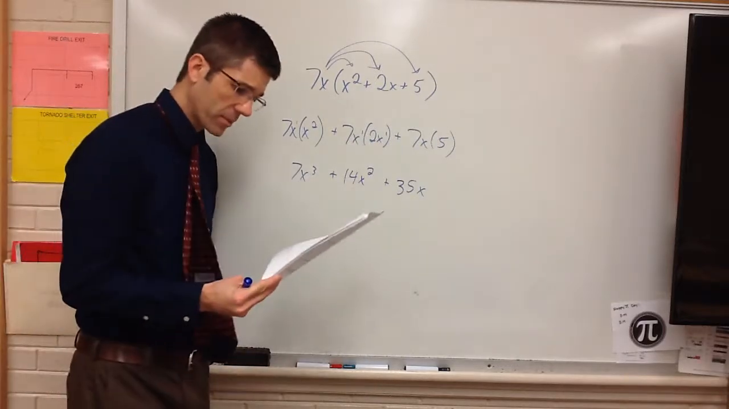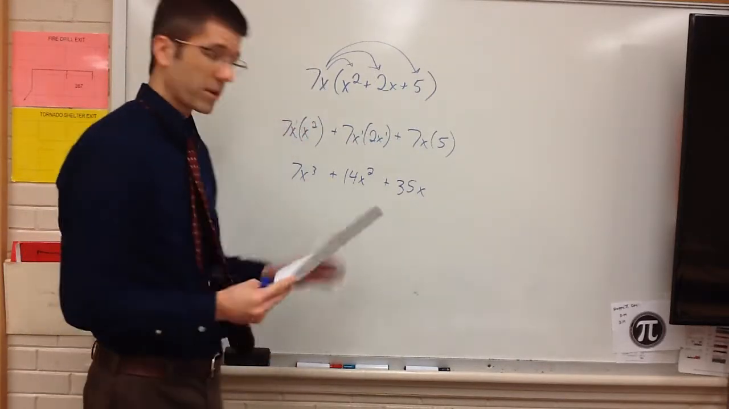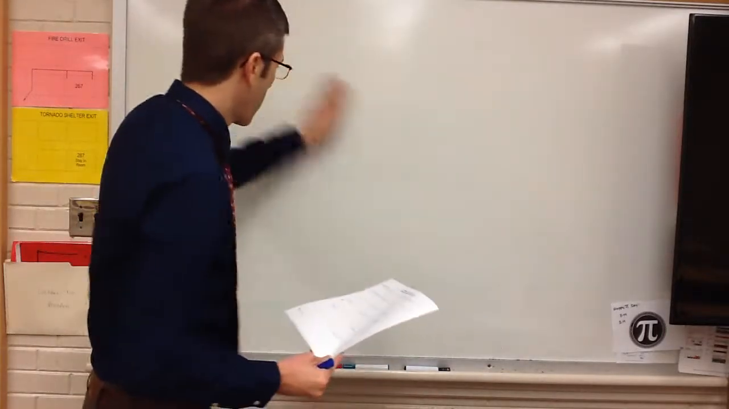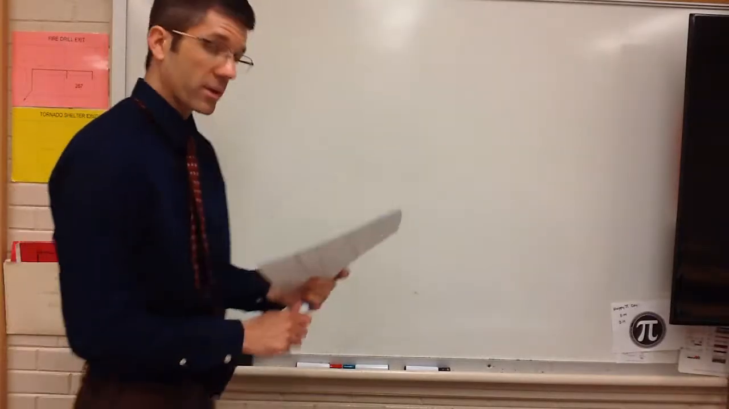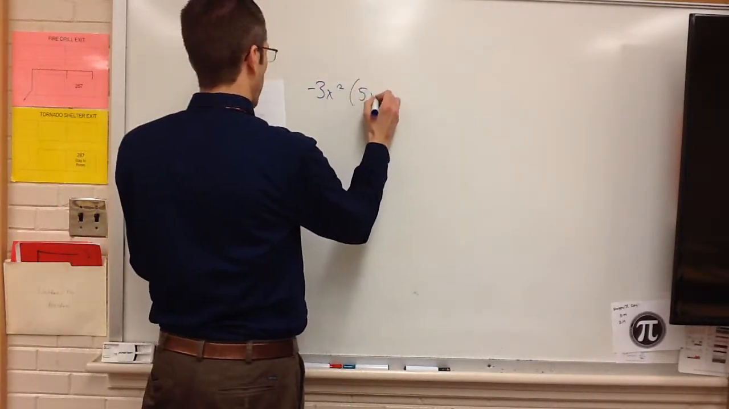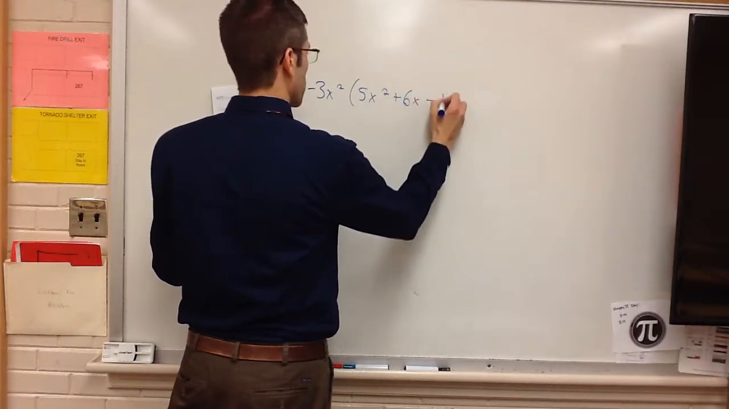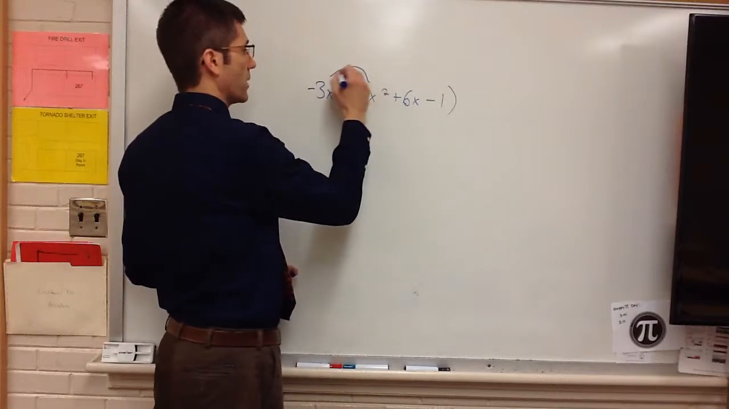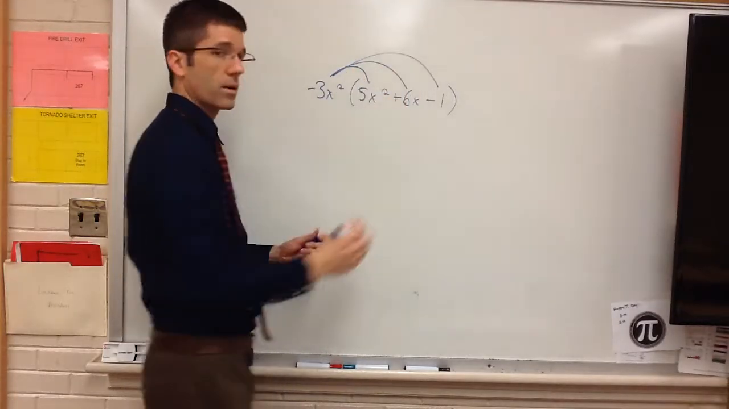All right, the next problem is very similar. I'm going to go very quickly through this one, and when I do, I'm going to skip that middle step that I just wrote. So negative 3x squared, 5x squared plus 6x minus 1. There we go. And let's do this. So we're going to have this times that, and this times that, and this times that, and here we go.